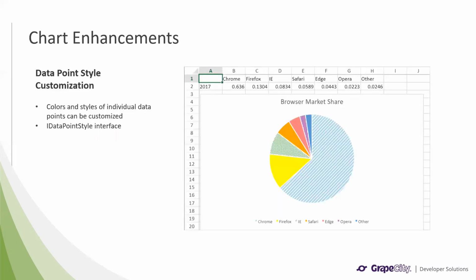We made one enhancement to our charts in the form of data point style customization. So in previous releases, data points in a chart had a predefined set of colors that were automatically chosen when the chart was created. But with v15, we have these colors and styles so they can be customized individually using the data point style interface. And that pie chart shows some of those customized colors and styles. So they're not just solid colors.